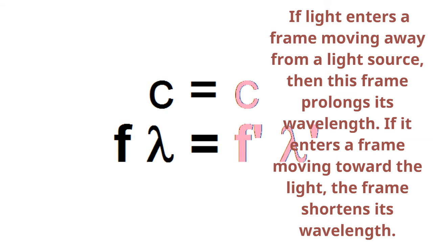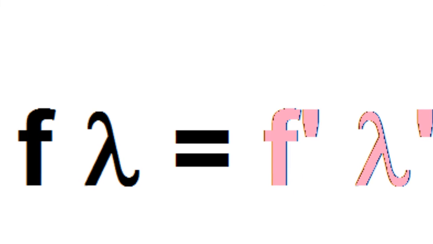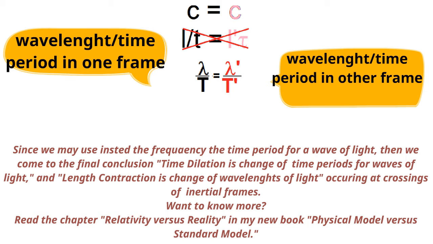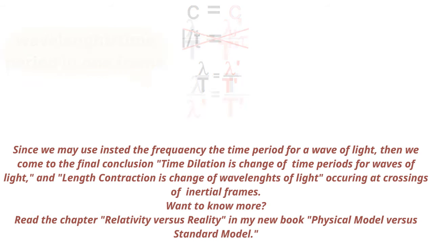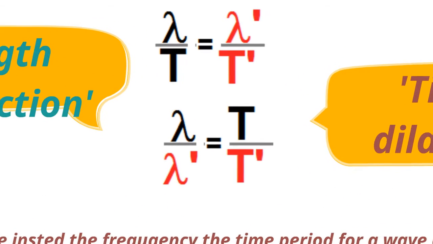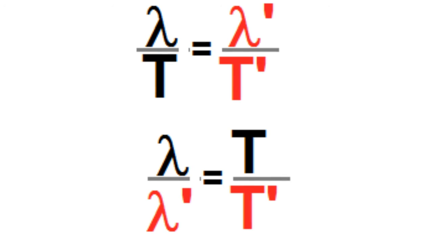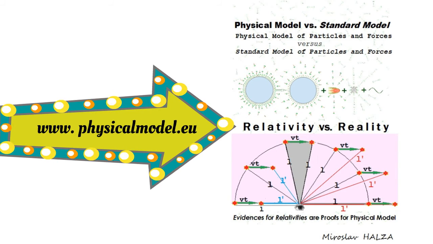If light enters a frame moving away from a light source, then this frame prolongs its wavelength. If it enters a frame moving toward the light, the frame shortens its wavelength. Since we may use instead frequency, the time period for a wave of light, then we come to the final conclusion: time dilation is the change of time periods for a wave of light, and length contraction is the change of wavelengths of light occurring at crossings of inertial frames.